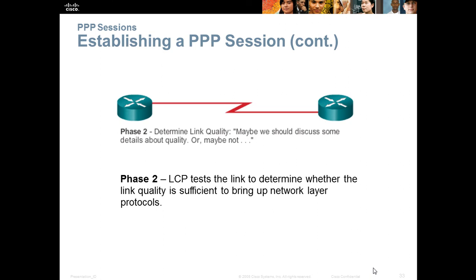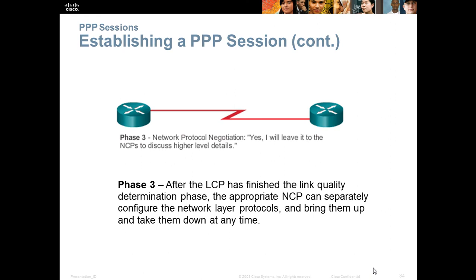Phase 2: LCP tests the link to determine whether the link quality is sufficient to bring up network layer protocols. So in phase 2, LCP determines link quality. Phase 3: Network protocol negotiation. After LCP has finished the link quality determination phase, the appropriate NCP can separately configure the network layer protocols and bring them up and take them down at any time.